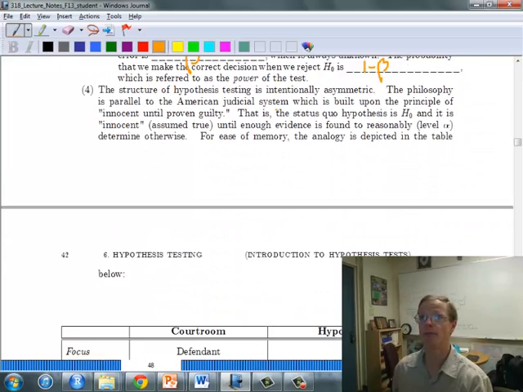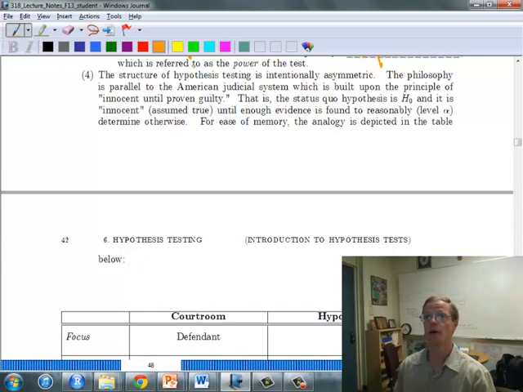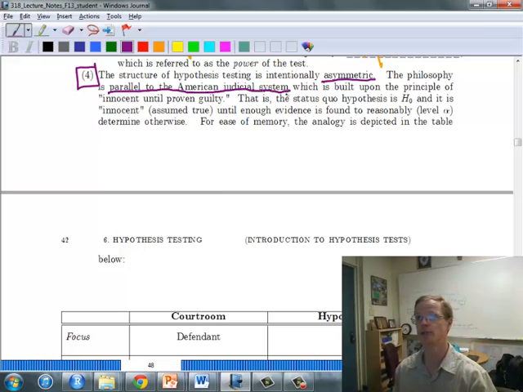Last item then is an analogy. And it's my hope that by this analogy you'll catch a feel for the structure here. It's not symmetric. You can tell that things are weighted towards the null hypothesis. Very, very clear. And this is actually parallel to the American judicial system.